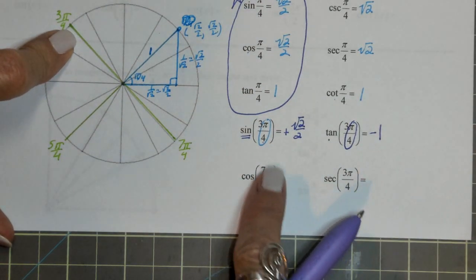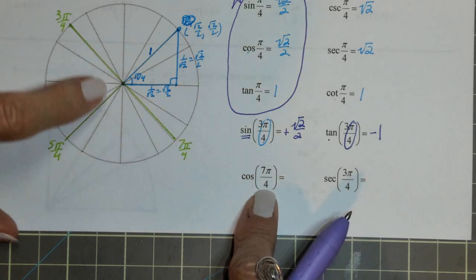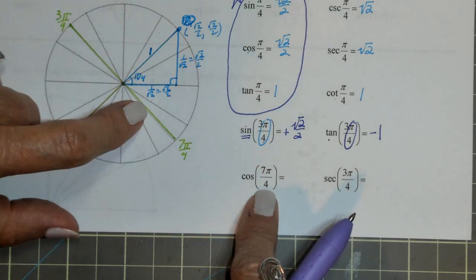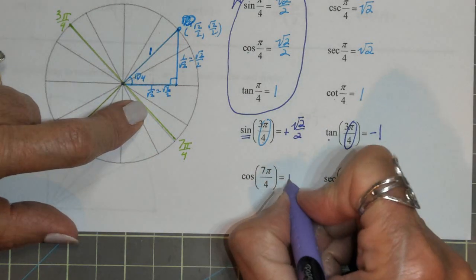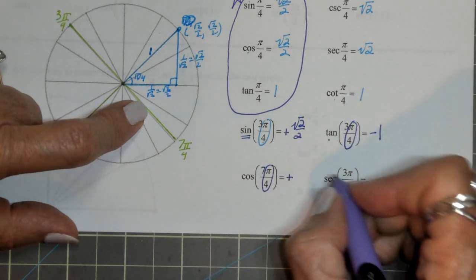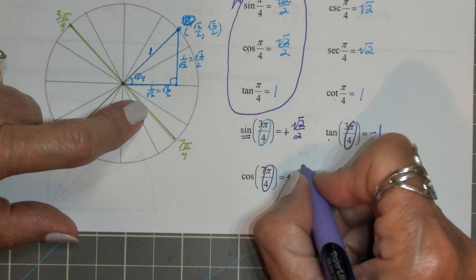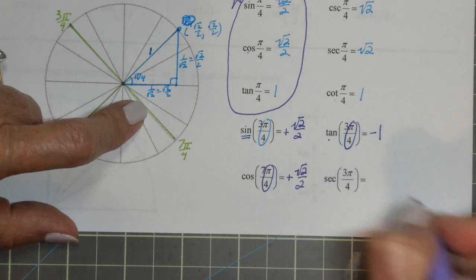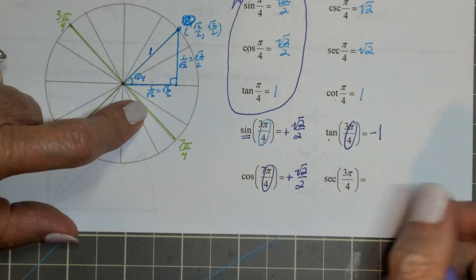Cosine. What quadrant are we in? 7 pi over 4 is in quadrant 4, where cosine is positive. The reference angle is pi over 4, so cosine of pi over 4 is square root 2 over 2.